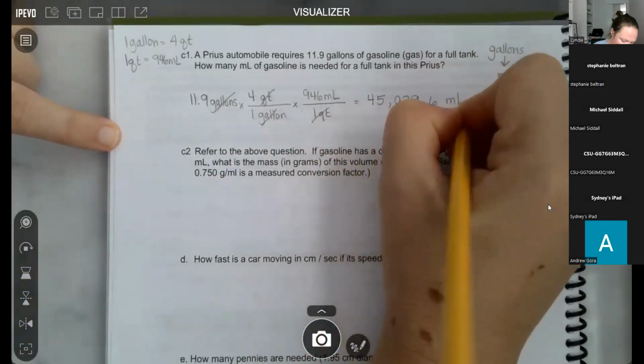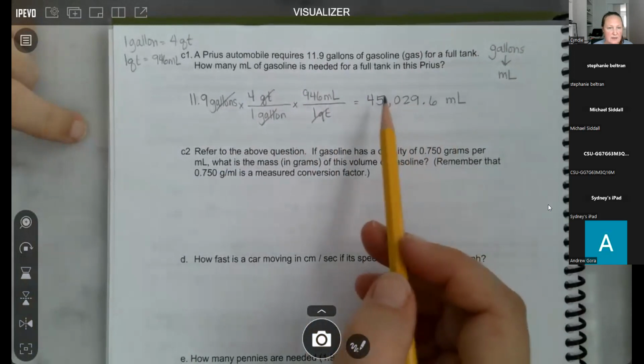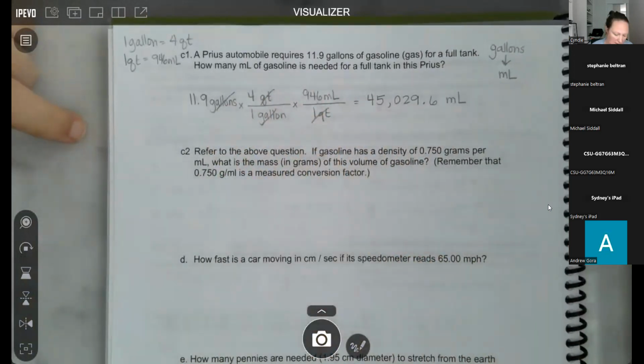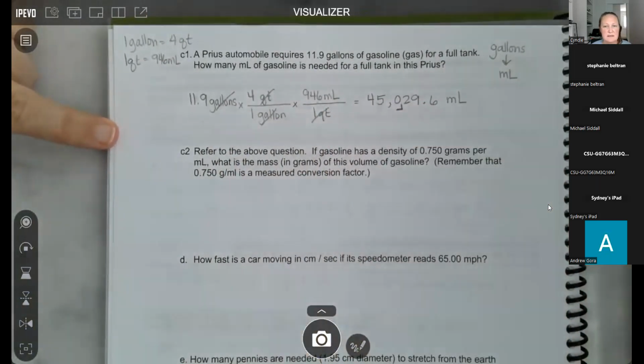My calculator for this one, when I multiplied it all out, gave me 44,929.6 milliliters. So that's what I got from the calculator. But of course, all of these numbers are not significant. I can only have 3 significant figures. So I have to stop after the 0.